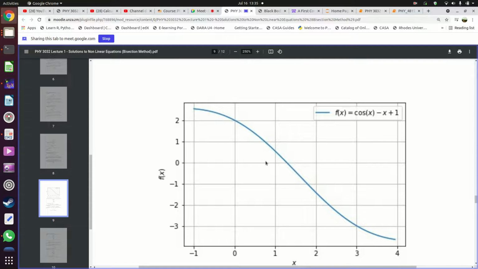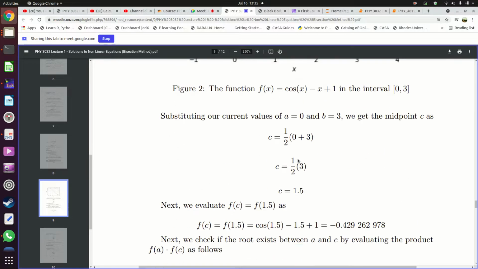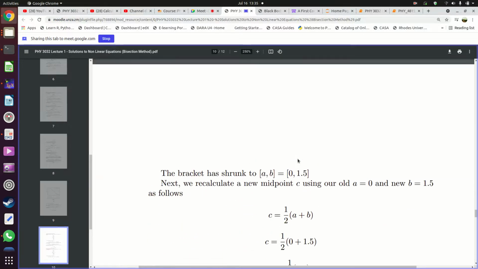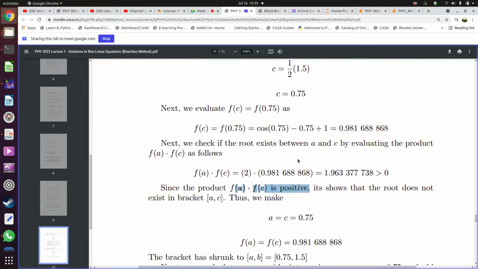So always it's the c becoming the new b, or the c becoming the new a. So in this case, since between a and c there is no solution, we make our c become the new a. Is that clear? It's clear. So when c becomes a new a, we end up having a which is equal to 0.75 and b which is equal to 1.5. So in that way, our bracket is going to shrink.